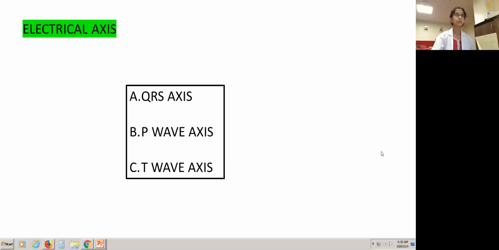Our session is going to be a continuation of the basics of ECG. I think it's some time since we had done the initial two classes on ECG, and now today is the third and the last class on the basics of ECG, which will include the electrical axis. Now the electrical axis is decided for the QRS complex, the P wave and the T wave also. Commonly in practice, we calculate the QRS axis and the P wave axis. The principles for all the three axis calculations are the same.